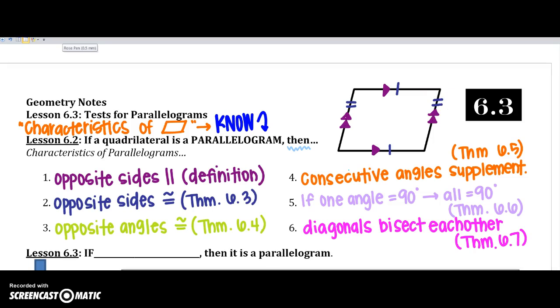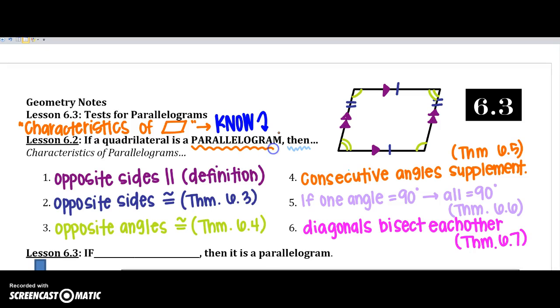The third thing we know is that if it's a parallelogram, then opposite angles are congruent. So that angle is congruent to its opposite and to its opposite. So again, knowing that all of these things are happening because we know it's a parallelogram.